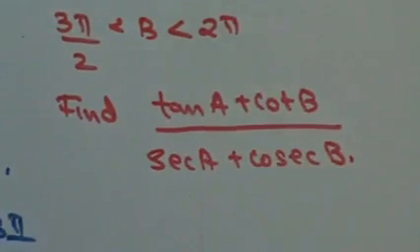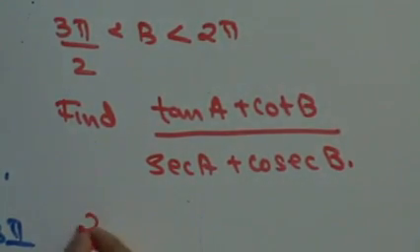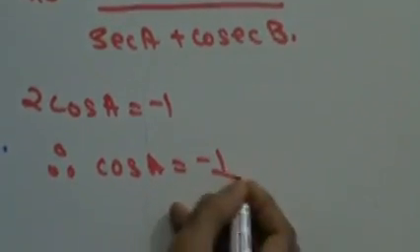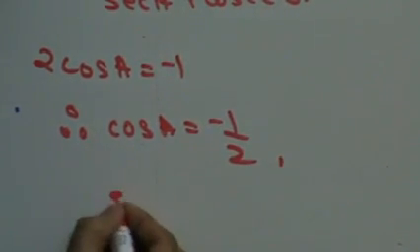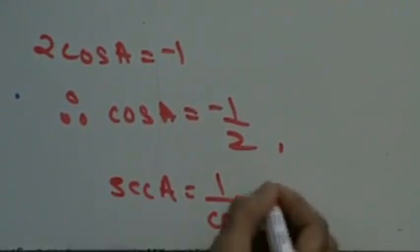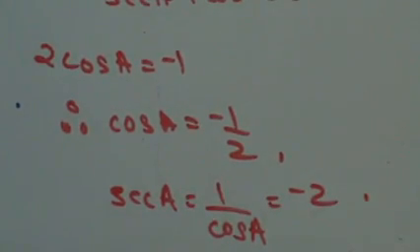Now let's see this. First of all, I can say that 2 cos A is minus 1. Therefore, cos A is minus 1 by 2. If I know cos A, I can find out sec A. Sec A is 1 upon cos A, so that will come out to minus 2. Once I know sec A, I can find out tan A.